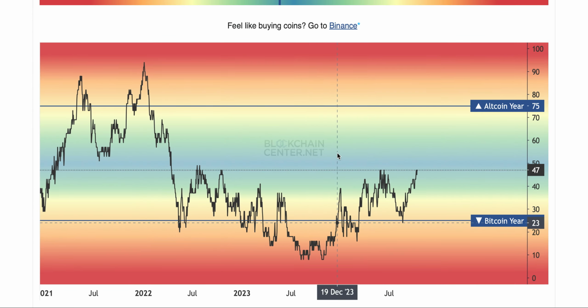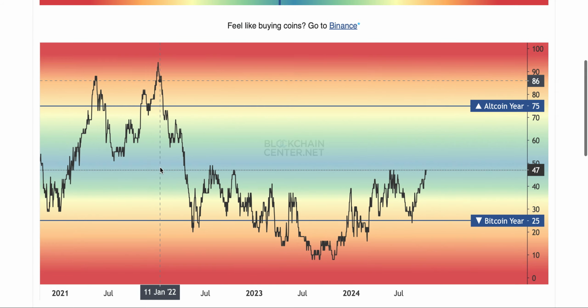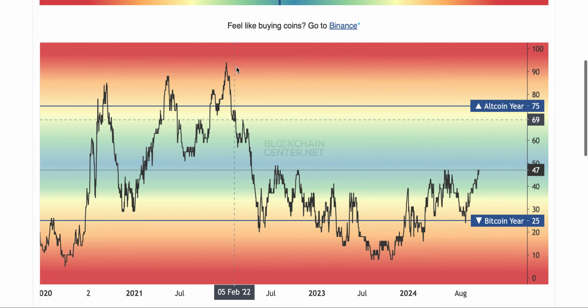Pretty nice. Check it out. You can see here higher lows getting close to creating a higher high, but we haven't had any of those alt season or altcoin year spikes yet, at least according to this website.